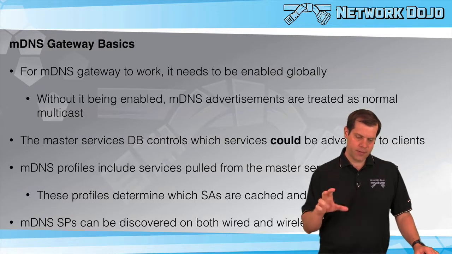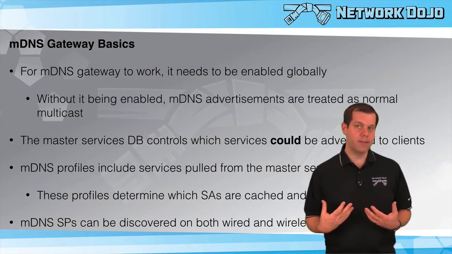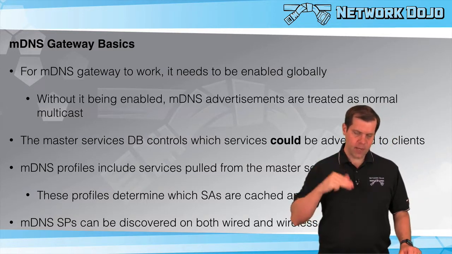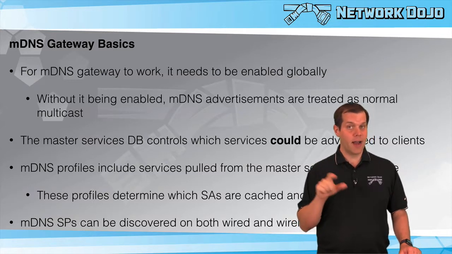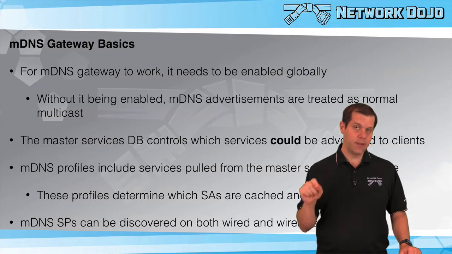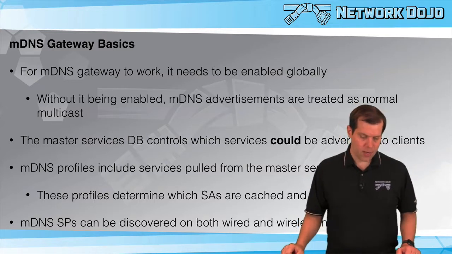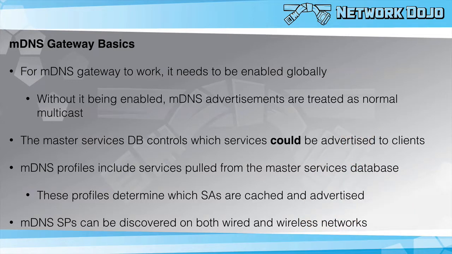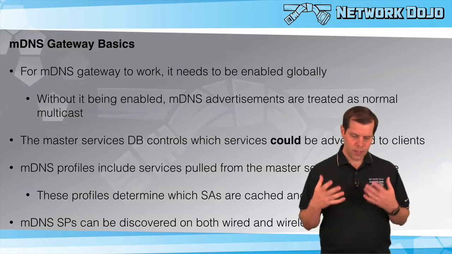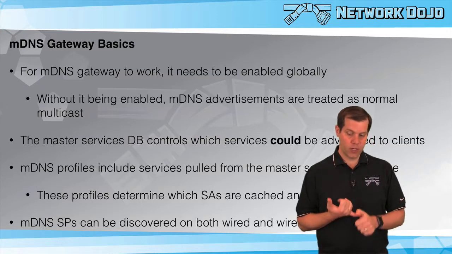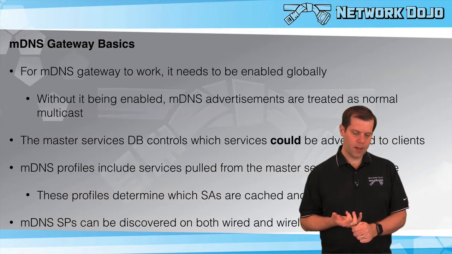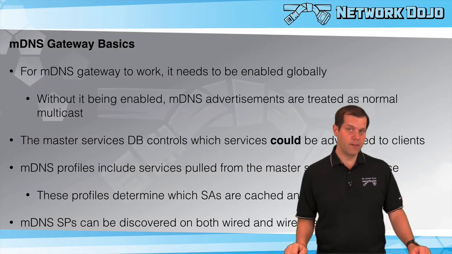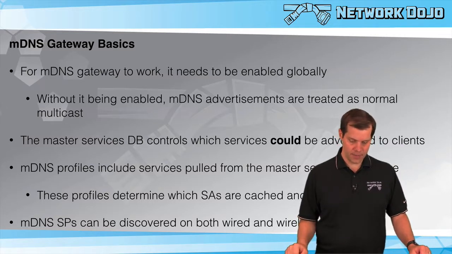And so based off of the services in the profile, say I'm the client, and I have a profile assigned to me. This profile has 3 services on it. I can get a response for any one of those 3 services. But if I ask for something not in the list, I will never get a response for it, even if it's in the master services database. So I can only learn about services that my profile allows me to learn about. And so those are, at the most basic level here, the 2 components. The master services database determines what could be advertised. The mDNS profile, which gets applied to a client session, says which services that client can get a response for, as long as it's in the master services database.